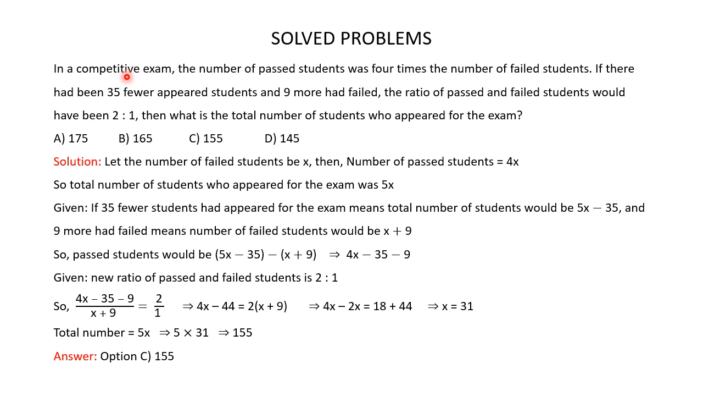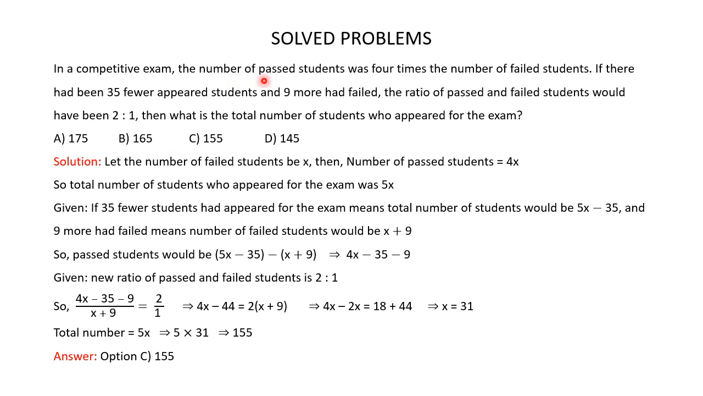In a competitive exam, the number of passed students was 4 times the number of failed students. If there had been 35 fewer appeared students and 9 more had failed, the ratio of passed and failed students would have been 2 is to 1. Then what is the total number of students who appeared for the exam? You are given 4 options and you have to find out which of these options is the correct one.